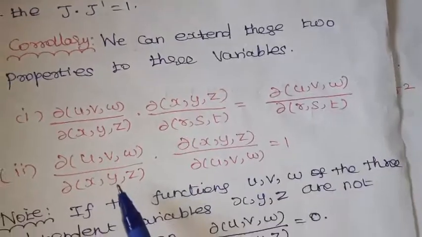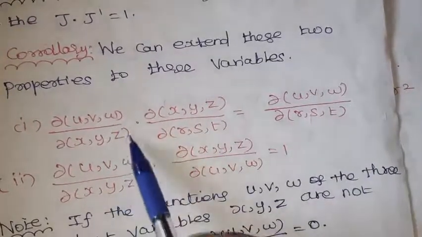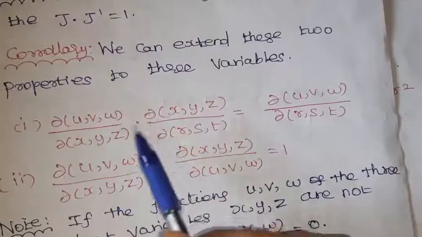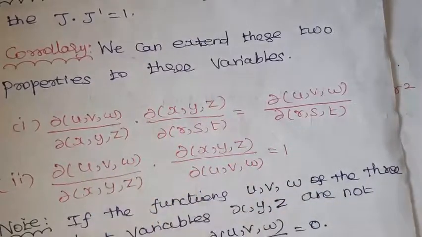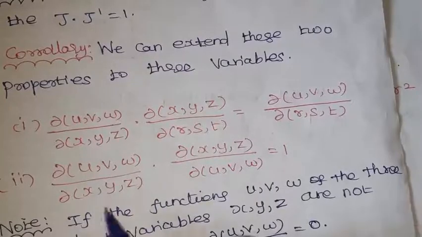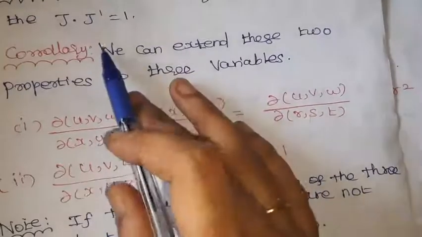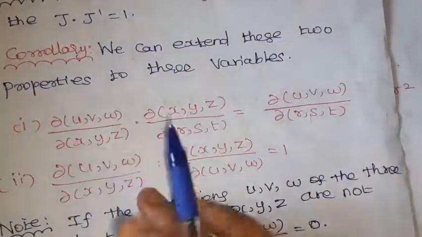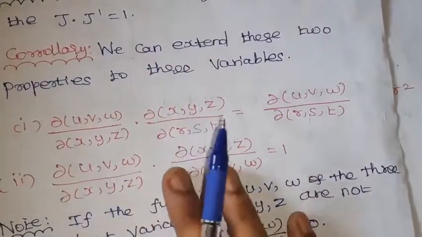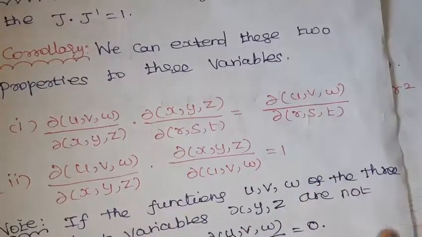For property 1, u, v depend on r, s, and r, s depend on x, y like this. Then what is property 2? Property 1 is for composite functions. Property 2 is nothing but J and J dash equal to 1. So we can express this for 3 variables. For 3 variables also it is applicable.